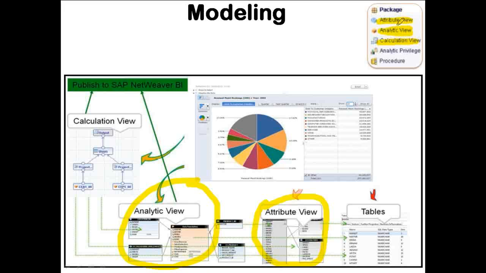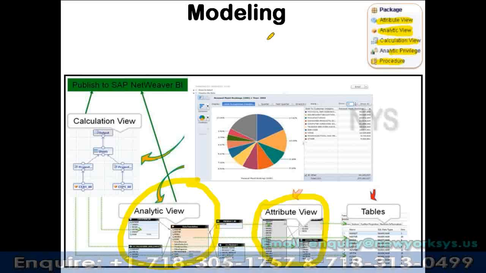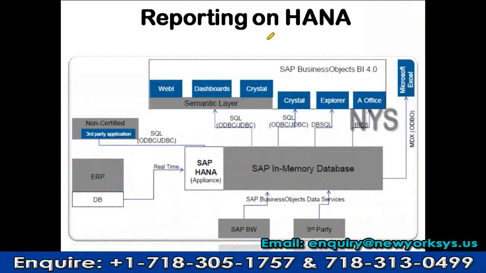To provide some security for these views, we use privileges, and for reusable purposes, we use procedures. With these procedures you push down the burden you have in the application layer down to the database. So these are the essential modeling and provisioning, in other words extraction, things we can do with HANA. And when it comes to reporting, you use Business Objects or any third-party tool. What data you have in HANA, on top of that you have created your views, and the same views we consume in the reporting layer.